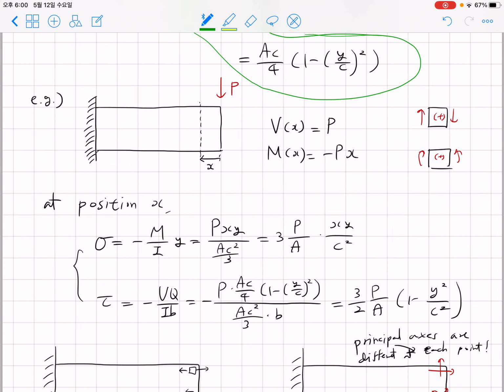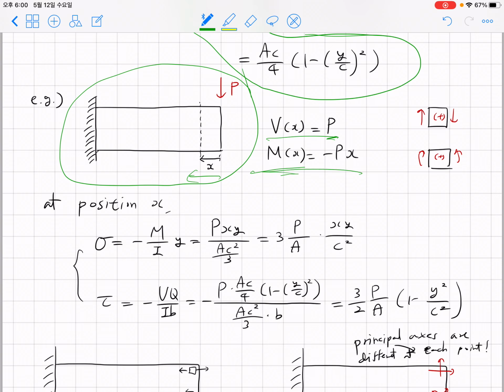Here, what you have to be careful about is that, compared to our previous section, we are now considering a realistic structure. If you consider this simple problem, a cantilever beam with a vertical force at the tip, we have shear force as a function of distance from the tip, x, and it is given as a constant P. However, the moment M is given as a function of position x.